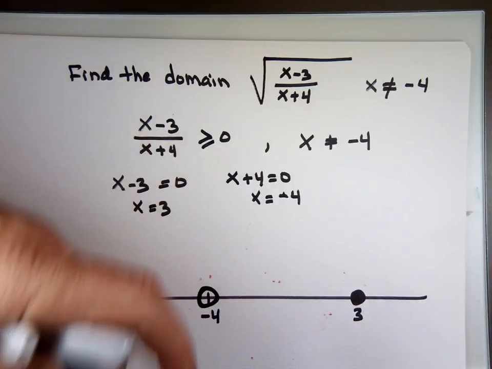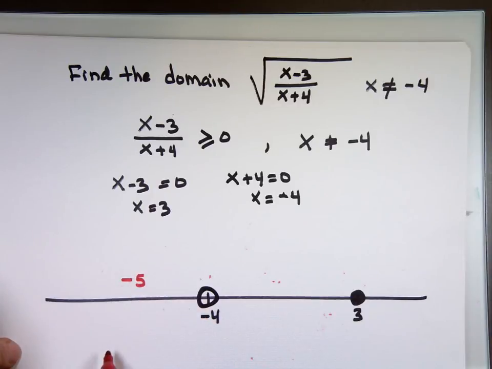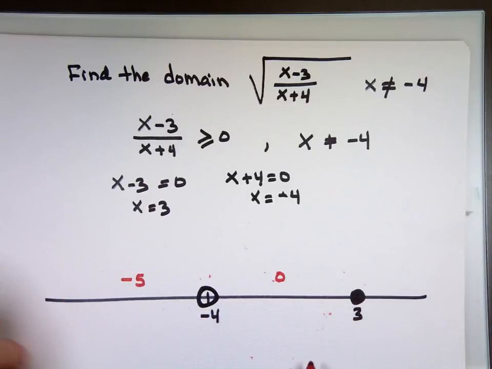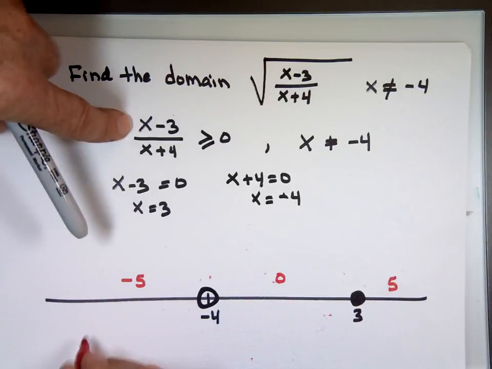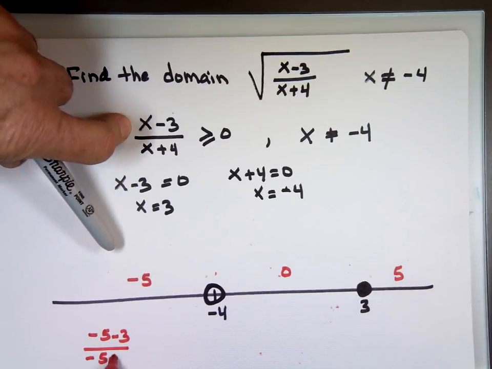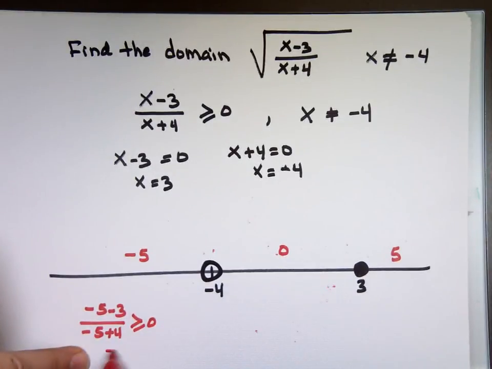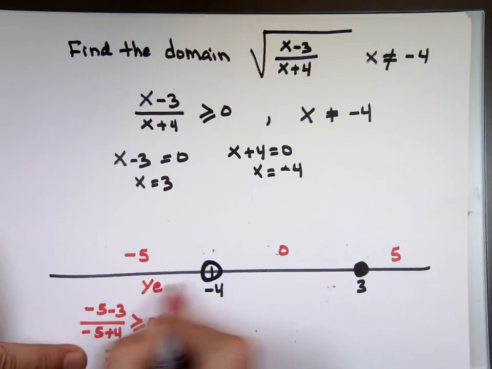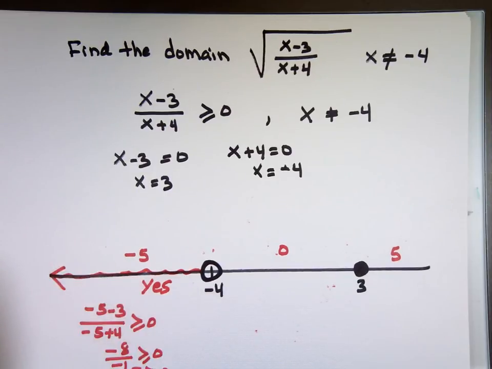Now pick a test point in each segment. Below negative 4, how about negative 5? Between negative 4 and 3, and more than 3, any number you want to use. And let's test them. Is negative 5 minus 3 over negative 5 plus 4 bigger than or equal to 0? That's negative 8 over negative 1. Is that bigger than or equal to 0? Yes, that's an 8. That's a solution. That piece is a solution.